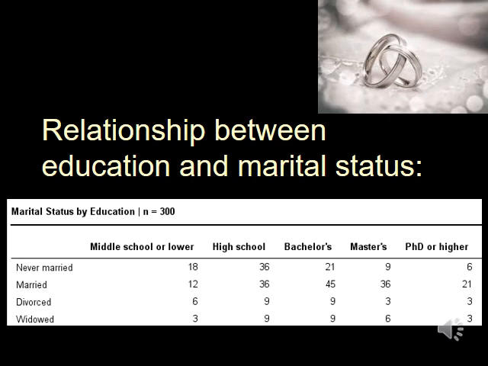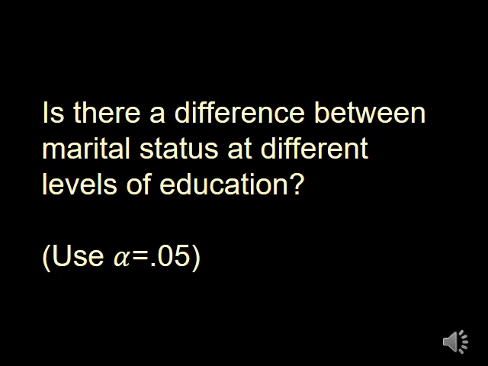Now, if you want to follow along with this, you might pause the video and start typing those numbers into the matrix. Honestly, though, it's probably just as easy on this one to follow along with what I'm doing. The question's asking us, is there a difference between marital status and different levels of education? And it tells us to use alpha equals 0.05. So if I get a p-value that's less than 0.05, it'll be significant. If it's more than 0.05, it won't be.